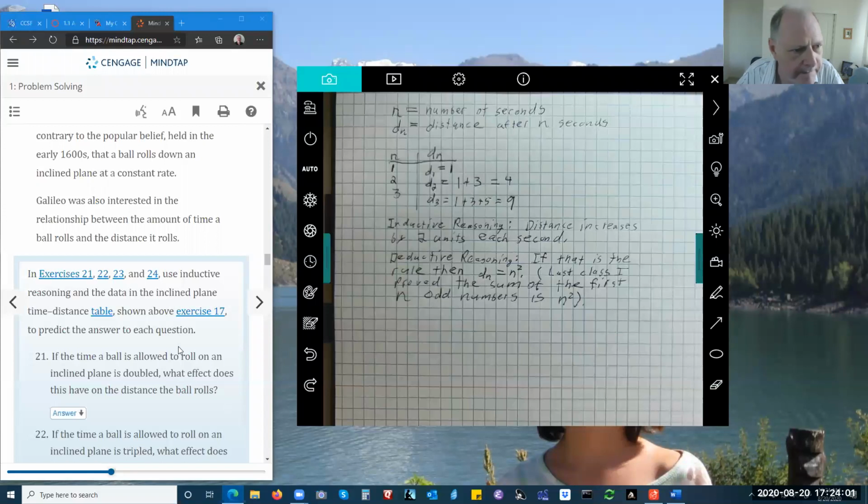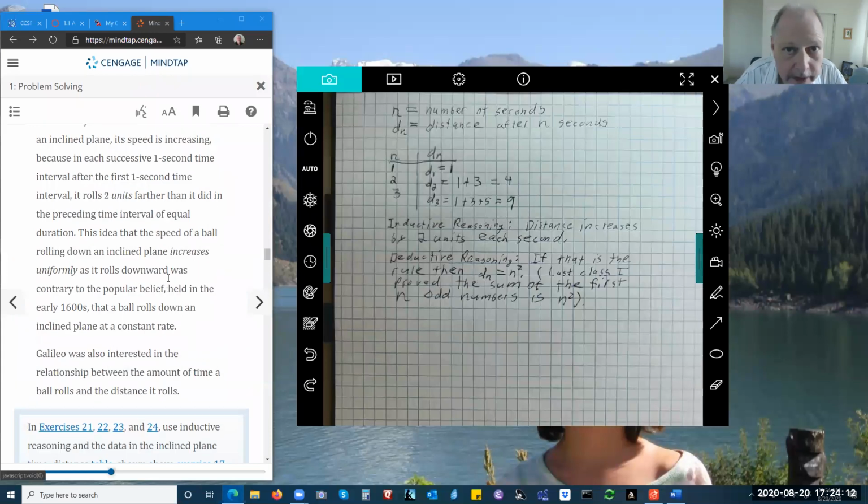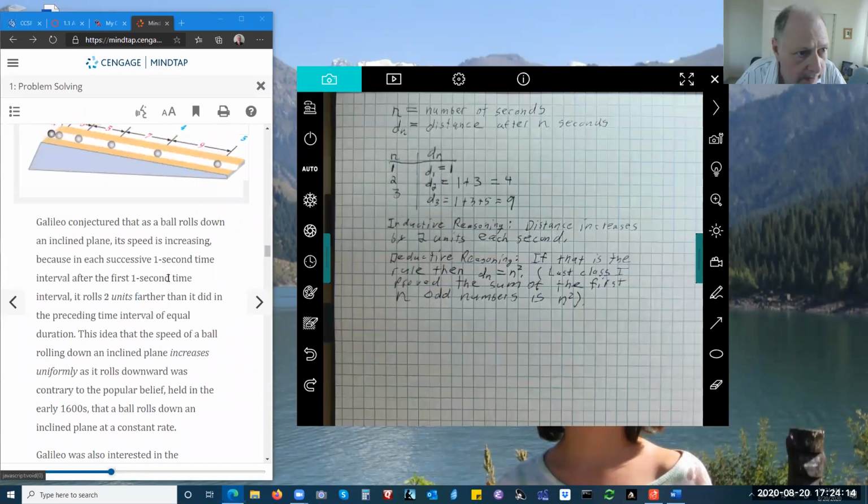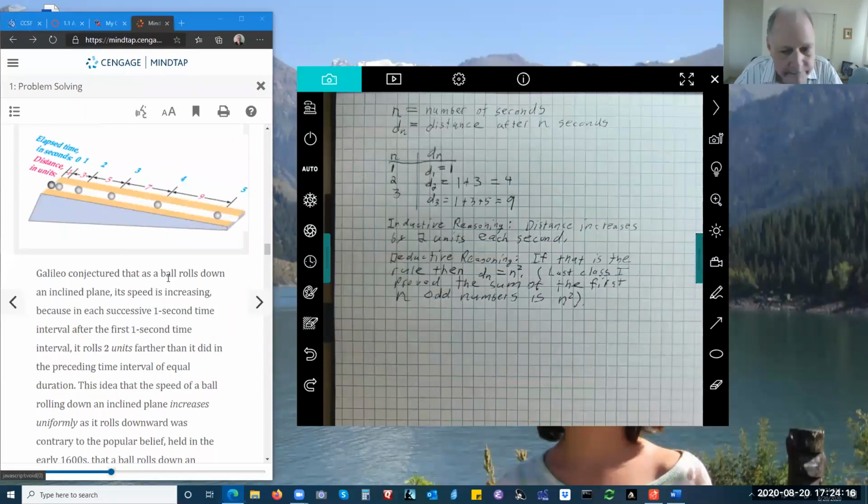Uh-oh. Well, let's do it. We can do that problem two ways. They are saying use inductive reasoning, so let's do that first, but now we can do it either way. If we believe the n squared thing, which was based on inductive at the beginning.